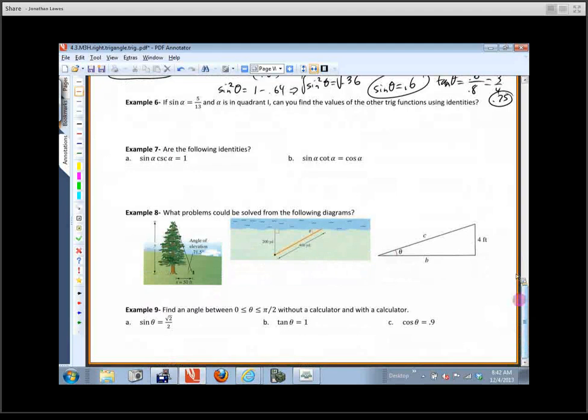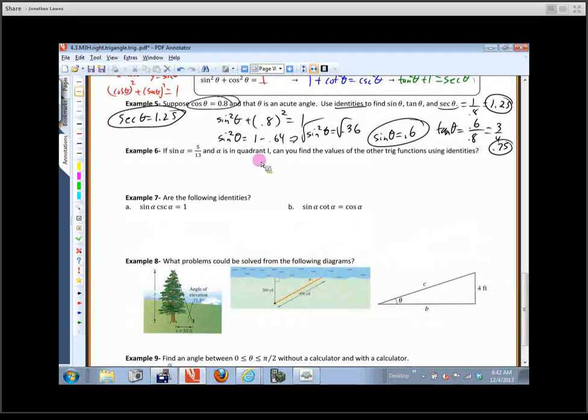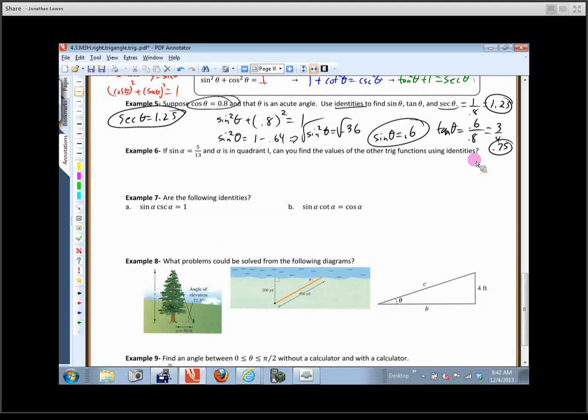Okay, so on example 6 it says the sine of an angle is 5/13 and alpha is in quadrant 1. Can you find the values of the other trig functions using identities? Okay, now, we could draw a picture of this, and we'll get to that, but this says use identities. You'll have some problems on the test that will say use identities in order to figure these out. So let's go through and let's figure this out.